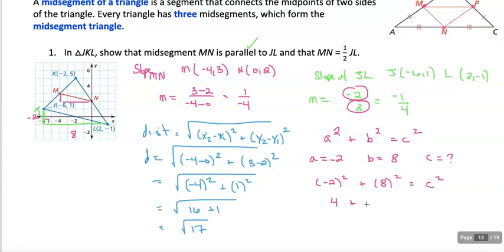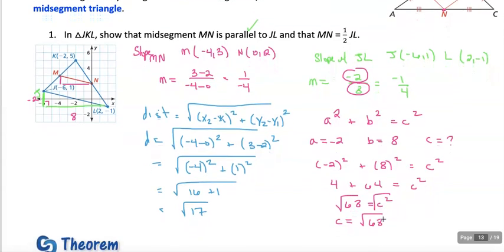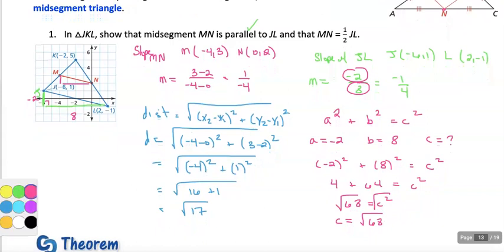So 4 plus 64 equals C squared. 68 equals C squared. Square root both sides, and C is equal to the square root of 68. Now, we can simplify the square root of 68 a little further. And you definitely have seen this in Algebra 1, and perhaps you've seen this in pre-algebra as well.